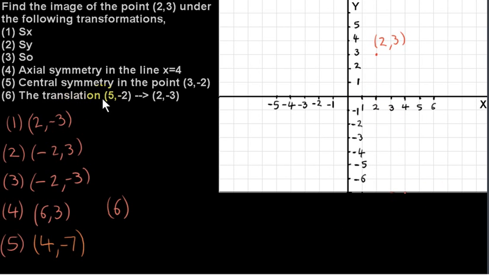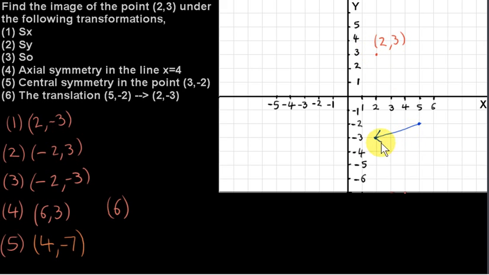Finally, we want to find the image of (2, 3) under the translation (5, -2) goes to (2, -3). So let's just plot this translation. (5, -2) is this point here. (2, -3) is here. So the tail of the translation is at (5, -2). The head is at (2, -3). So we can show a translation like this, like an arrow. This is also known as a vector.